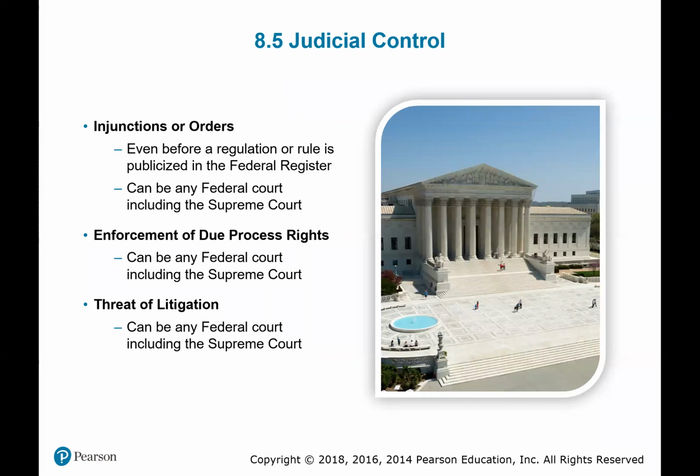Judicial control we just talked about, so they can issue injunctions or orders even before a regulation or rule is published in the Federal Register. They can have agencies forced to appear. And this could be any federal court, including the Supreme Court. It's not just the Supreme Court. We have many, many federal courts, which we'll talk about in a later chapter. Enforcement of due process rights: again, any federal court, including the Supreme Court, can do this. Threat of litigation: any federal court, including the Supreme Court.